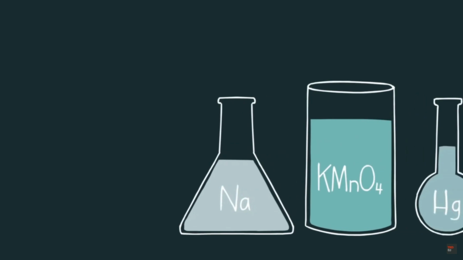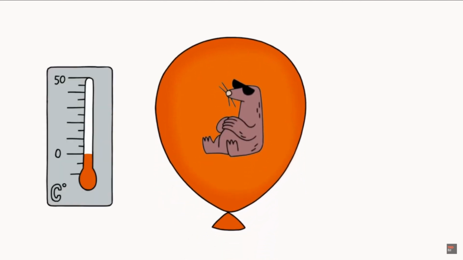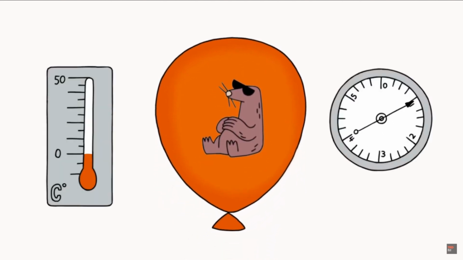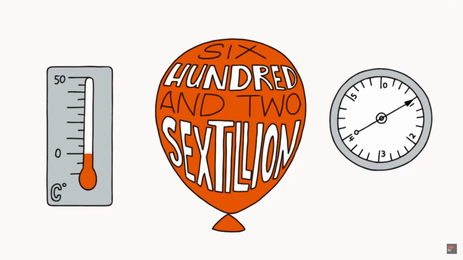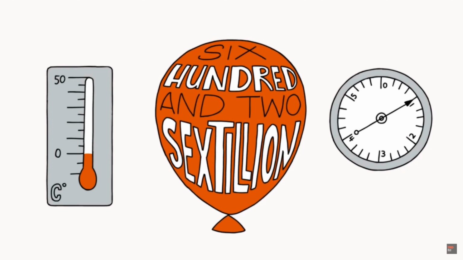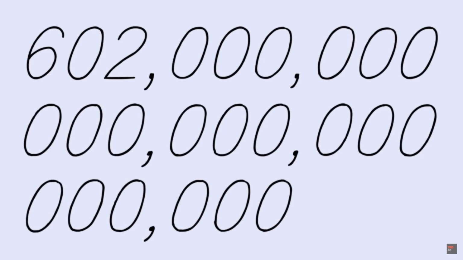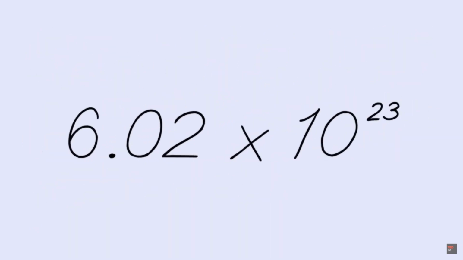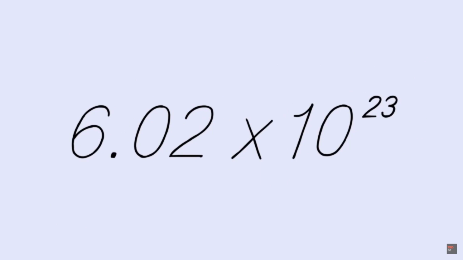Now the thing is that the amount of particles in even small samples is tremendous. For example, if you have a balloon of any gas at 0 degrees Celsius and at a pressure of 1 atmosphere, then you have precisely 602 sextillion gas particles. That is, you have 6 with 23 zeros after it particles of gas in the container. Or in scientific notation, 6.02 times 10 to the 23rd particles.